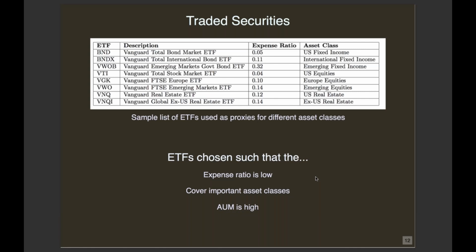These are the list of securities that we used for this case study. So we mostly use ETFs, and these ETFs signify different asset classes. If you see, they cover most of the broad asset classes, and the choice has been one, to make sure that the expense ratio of these ETFs is low, so that the final results are closer to just using those indices as a proxy. The other is they cover most of the important asset classes. And the last point is that we try and make sure that the AUM under management for these ETFs is high.